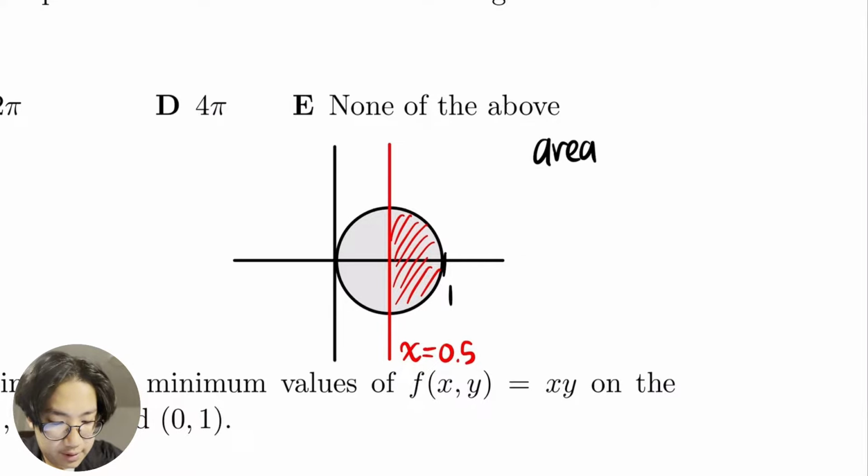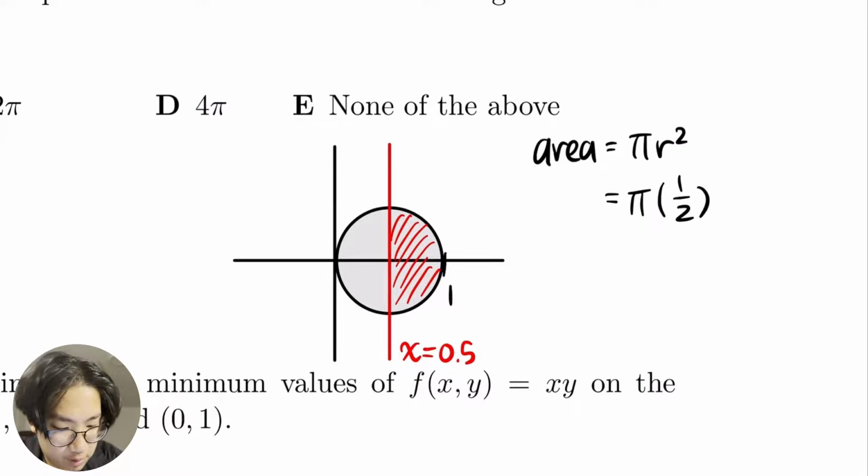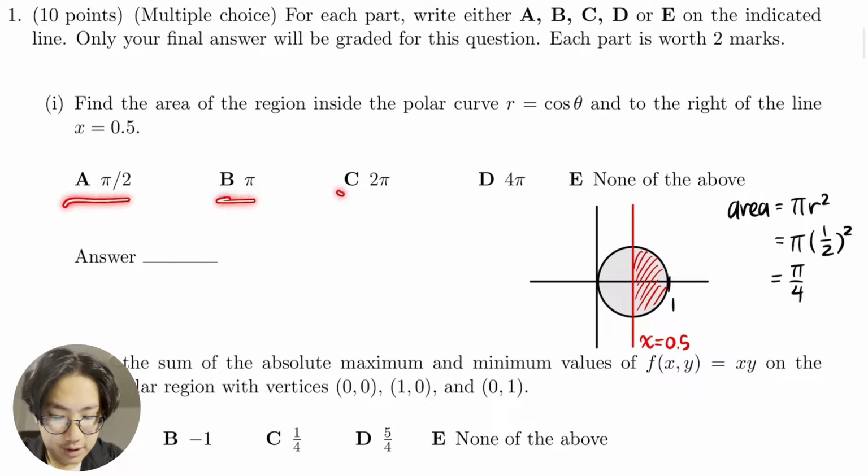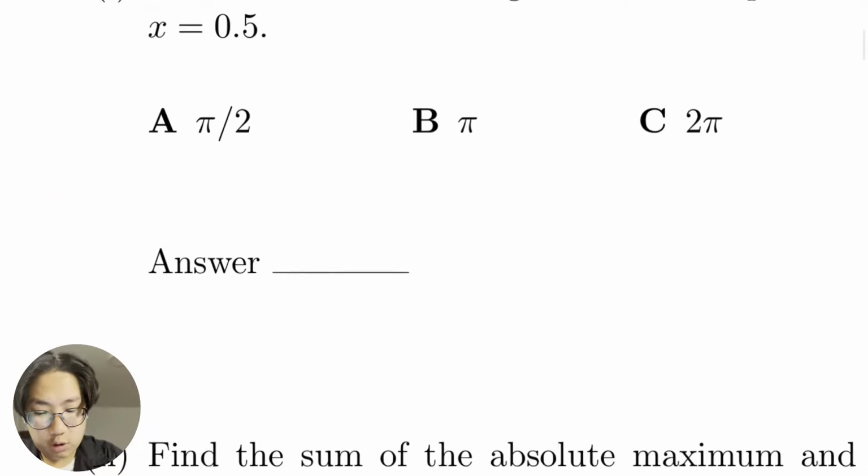So we'll do that here quickly. We have the area, pi r squared. Radius, we can recognize that it's just 0.5, half of 1. So pi times 1/2 squared, which is just equal to pi over 4. And you'll notice that each of these options obviously will not match up with that. Hence, E is your correct answer here.